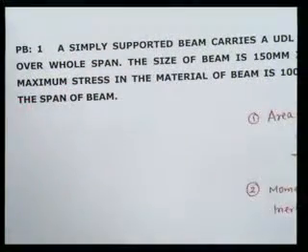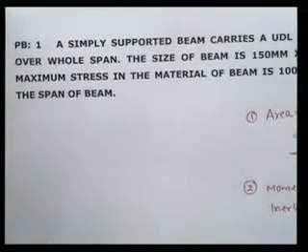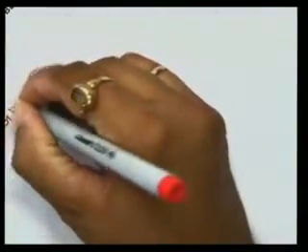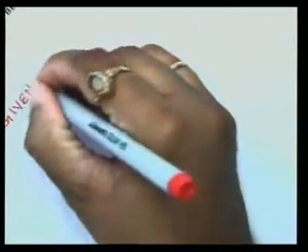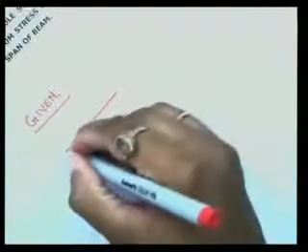So from this particular problem, if we read, then what all is given in this particular problem. First of all, the important is what is the type of a beam. The type of a beam is a simply supported beam. So we have to first write down what is given. So given is simply supported beam. So we can draw a simply supported beam.